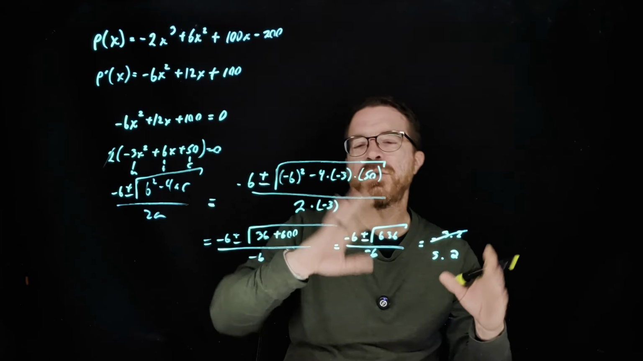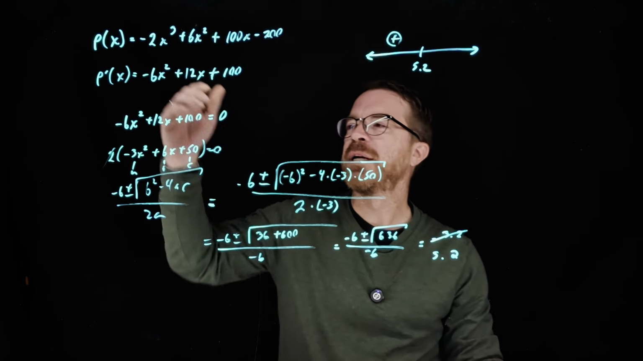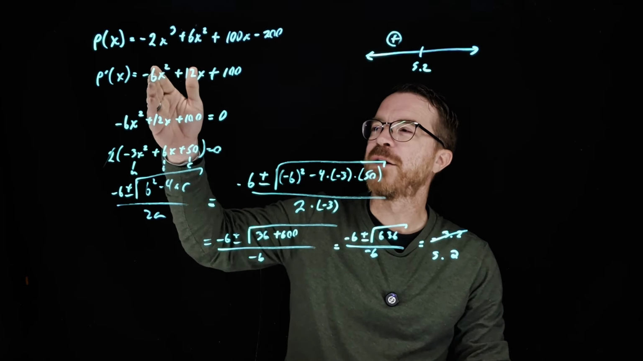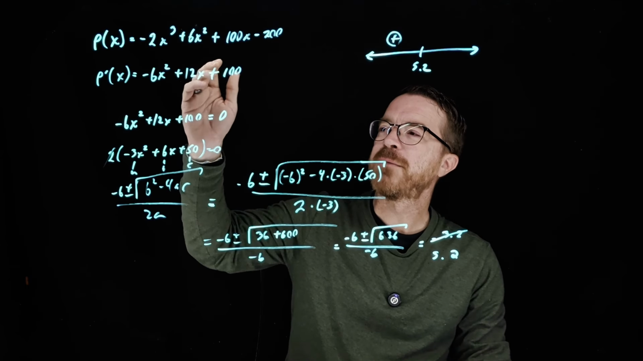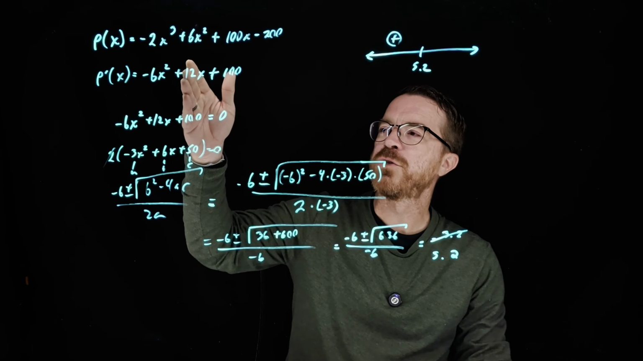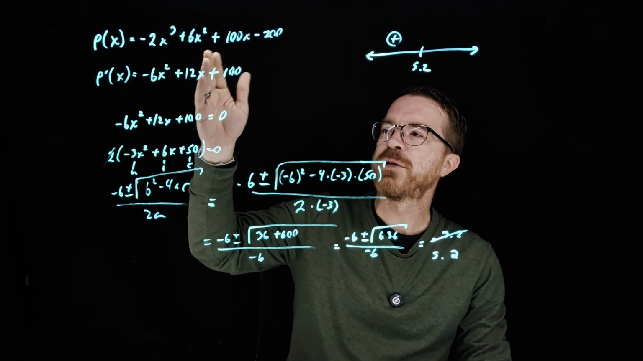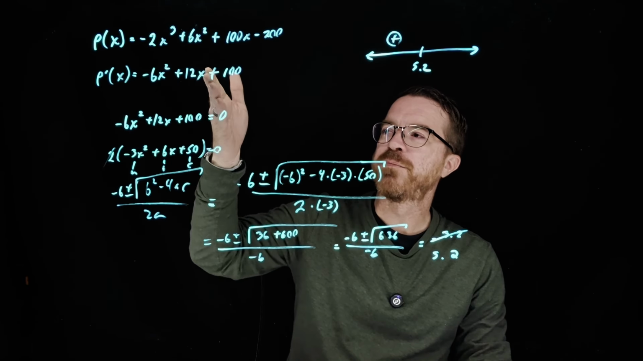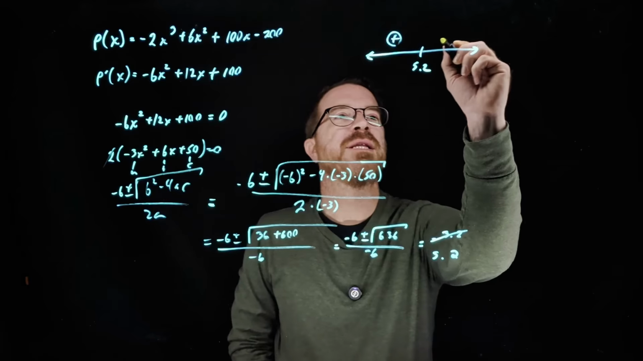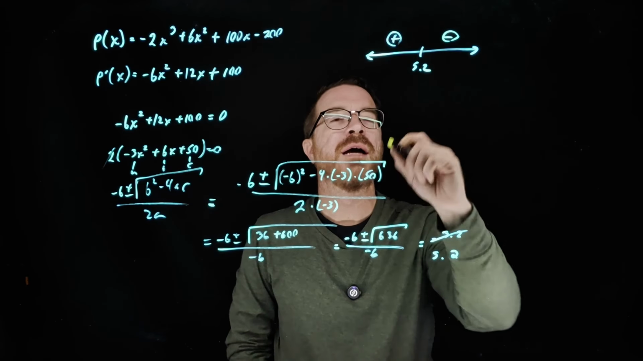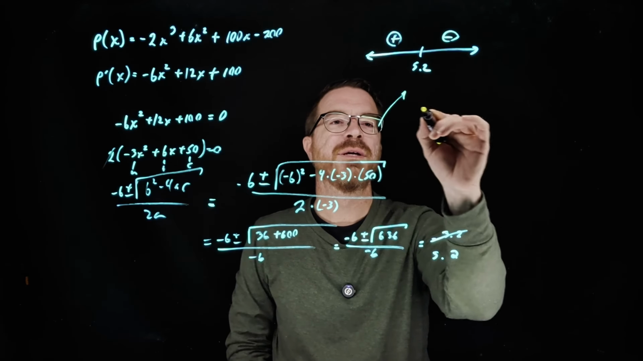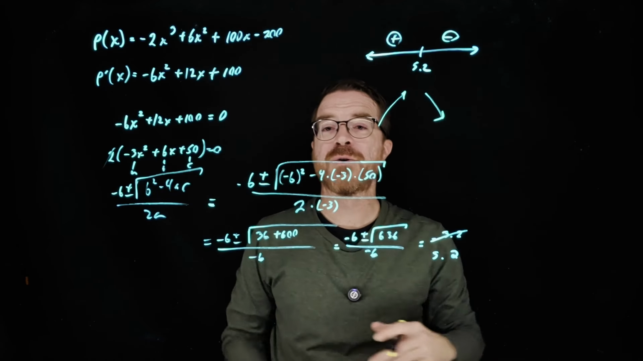Now, if I plug in a bigger number, let's say 10, I would get 10 squared is 100. This would be minus 600 plus 120 plus 100. So minus 600 plus 220 would be negative. So in this case, it means that I'm going from positive to negative. So based on our first derivative test, this is in fact a maximum.